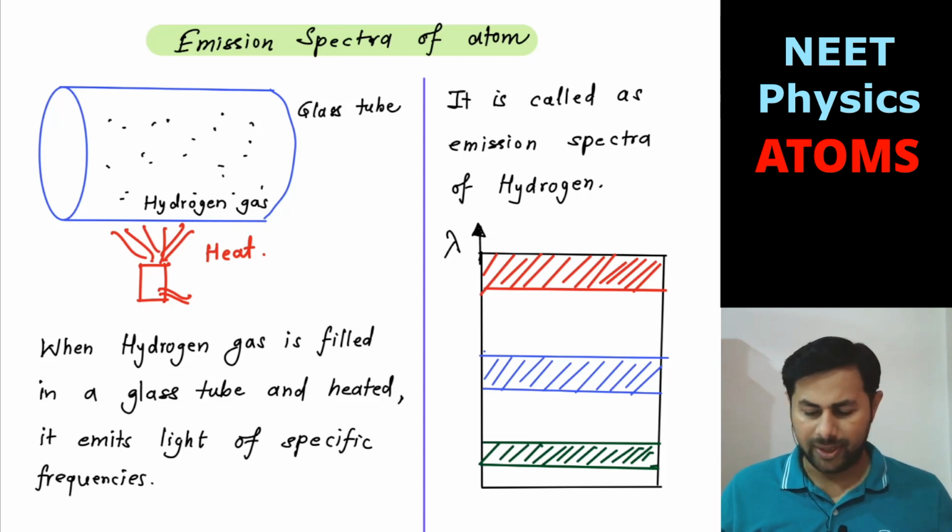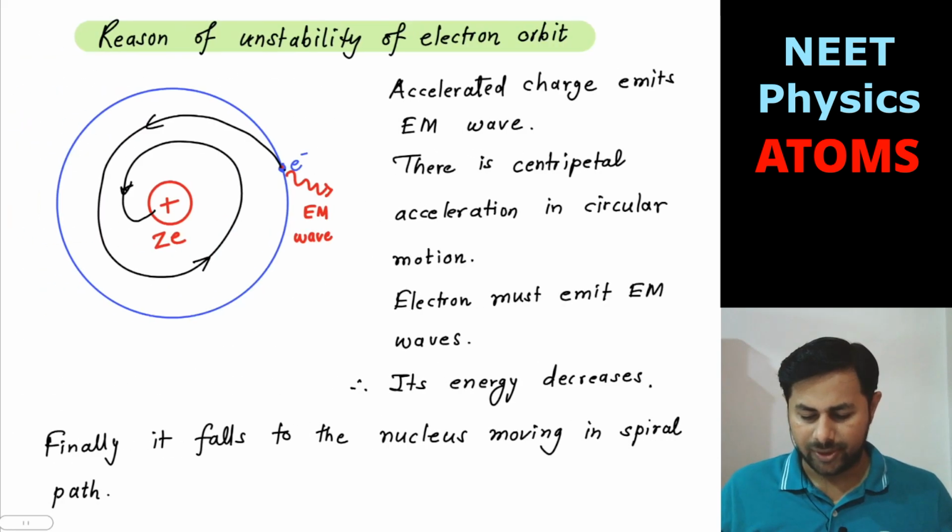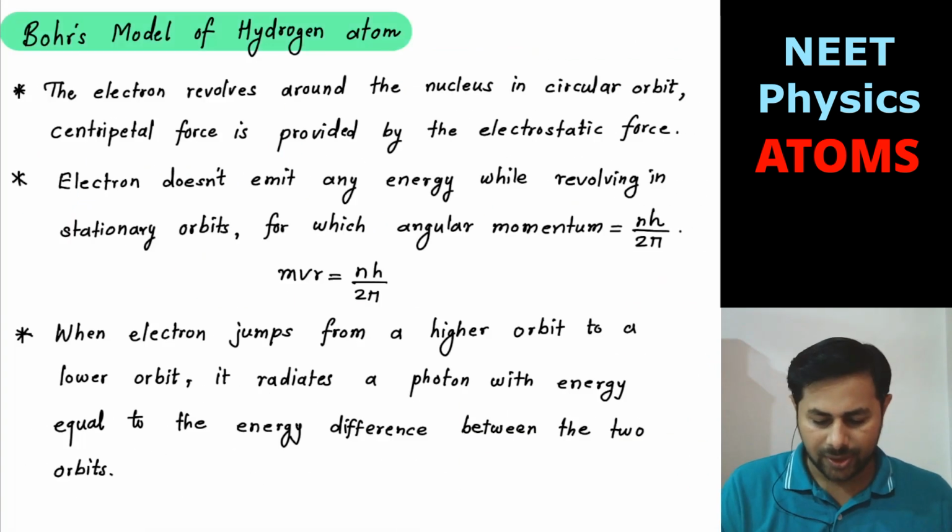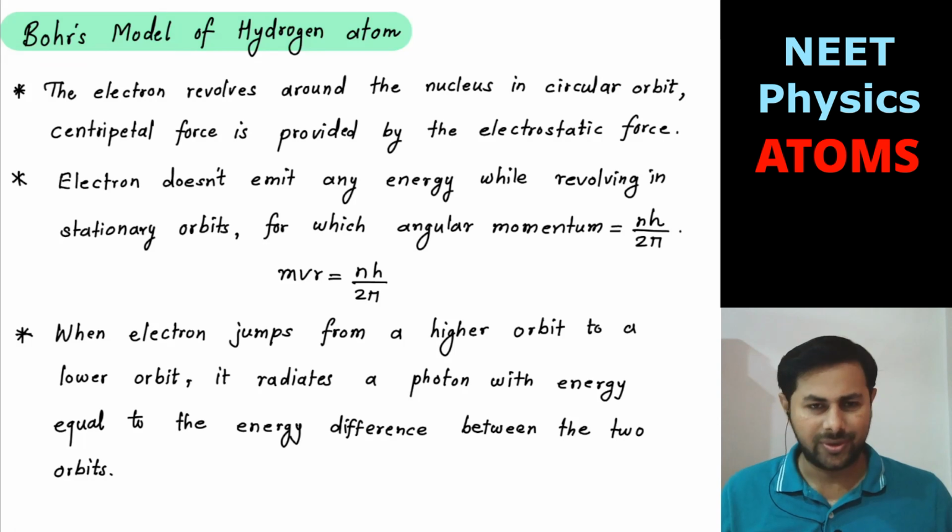Okay, so these were two major objections to Rutherford's model. Niels Bohr knew that Rutherford's model is correct, that there is a nucleus which is positively charged and electrons revolve around the nucleus, but it needs to be explained correctly.